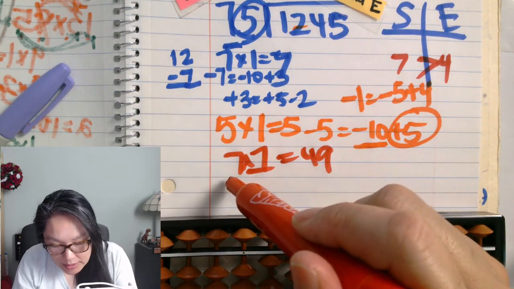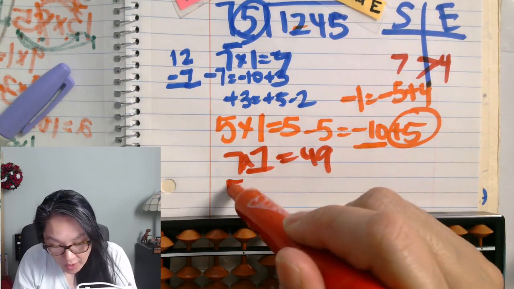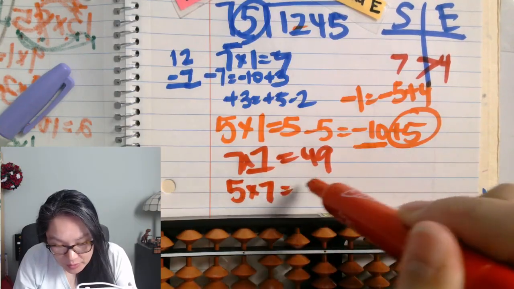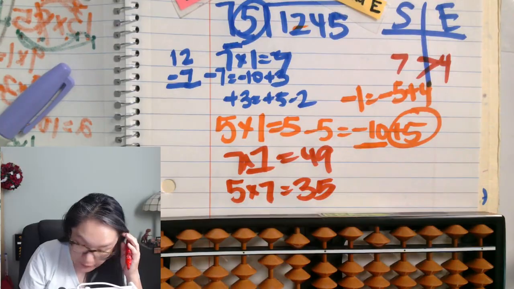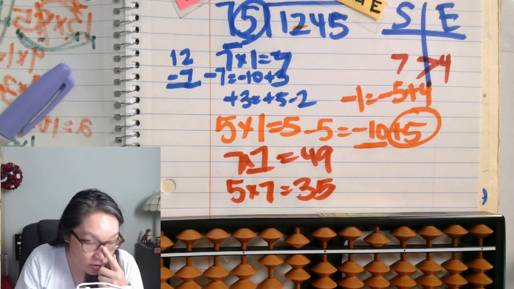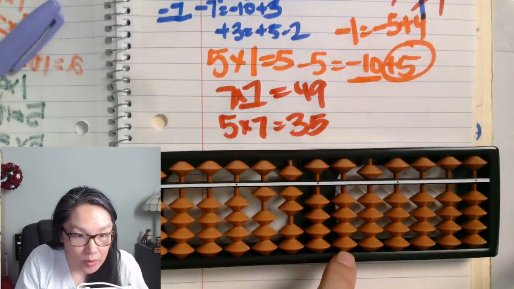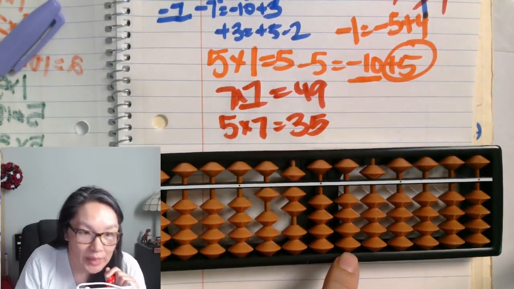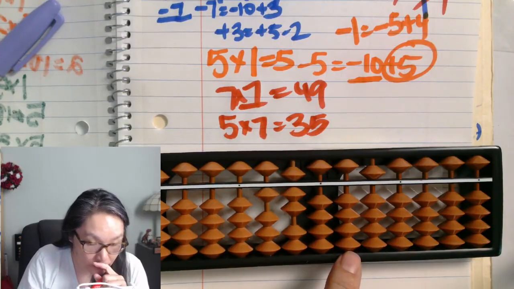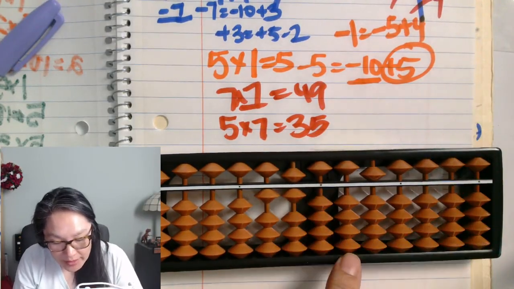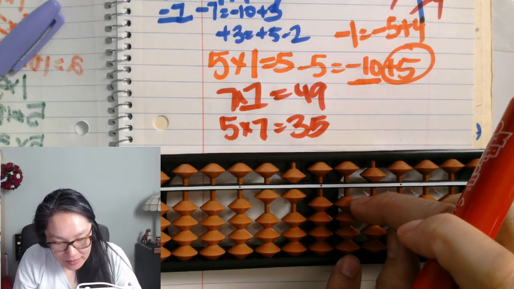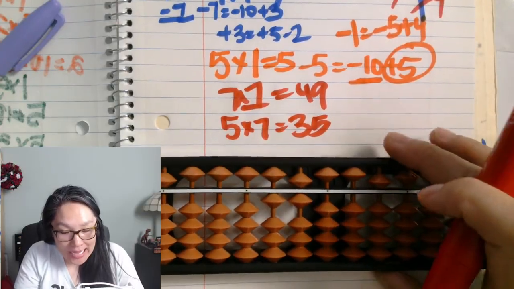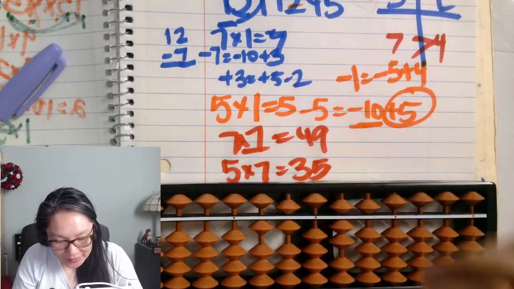5 times 7 is equal to 35. There's not enough. So now we have to do something with the quotient. The quotient is too big. We got to take 1 from the answer, and then we got to add the 7. That's what we're going to do.